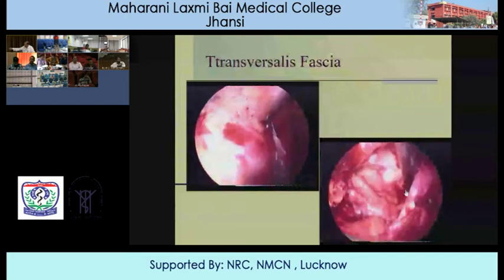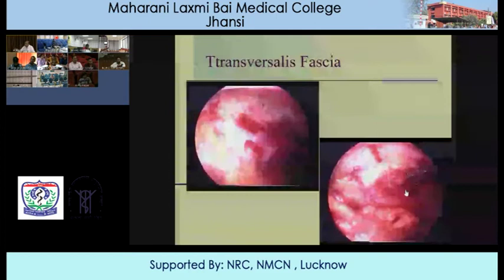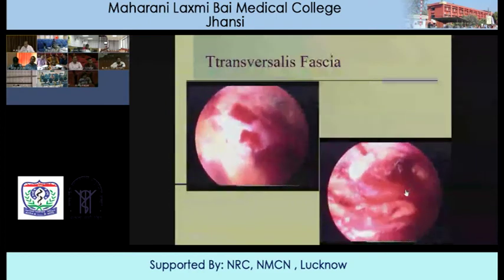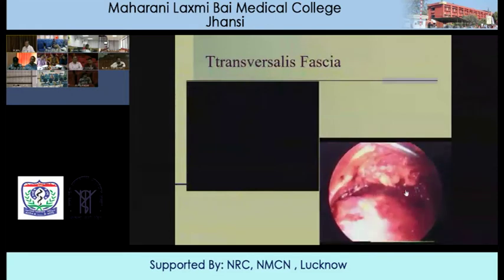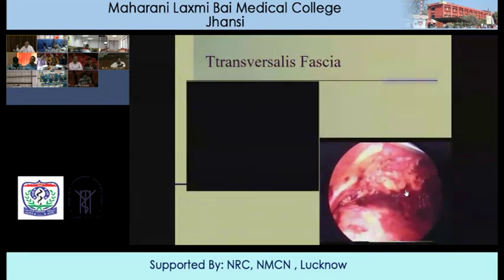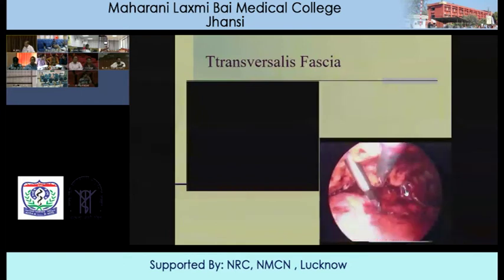Why? Because we have to position the mesh out here. That means the mesh or repair has to be done where? Behind layer number two, in layer number three. So you go in between layer two and layer three. That is where you dissect. Never dissect between layer one and layer two. Never do it. Right?